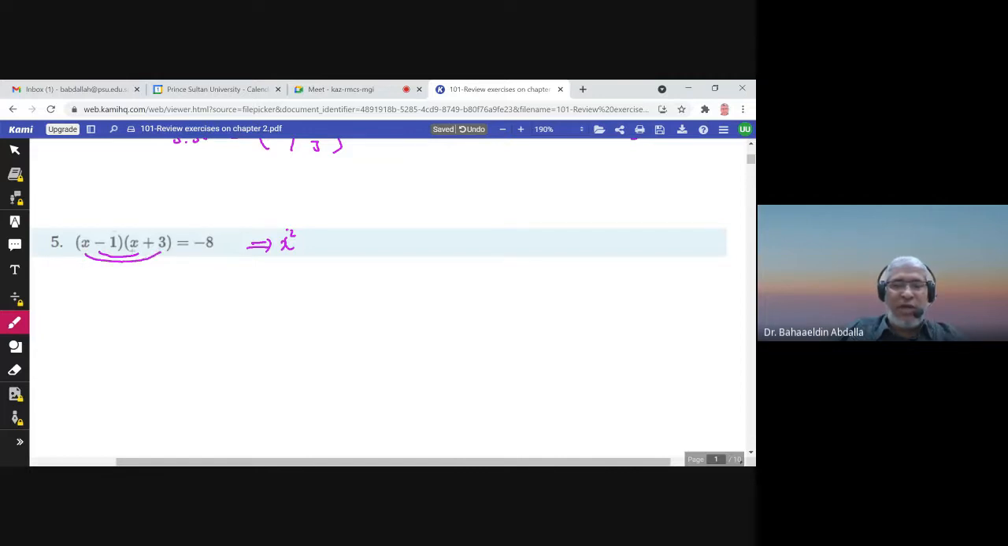If you add 3x minus x, you get plus 2x, and -1 times 3, and I'll bring -8 to the other side. And then I have the quadratic equation, x squared plus 2x minus 3 plus 8, that's plus 5 equals 0. And I may try to factor this equation.